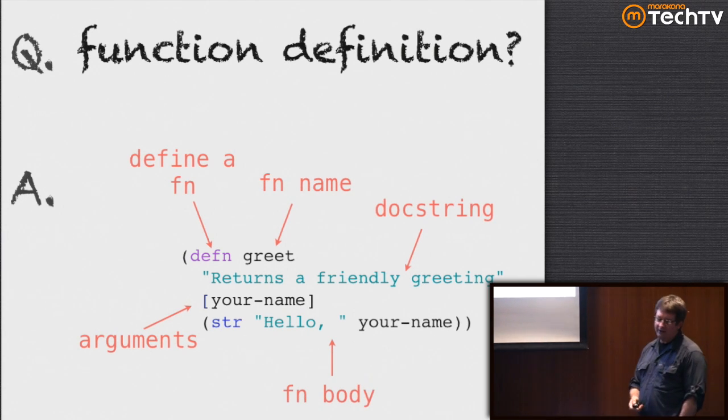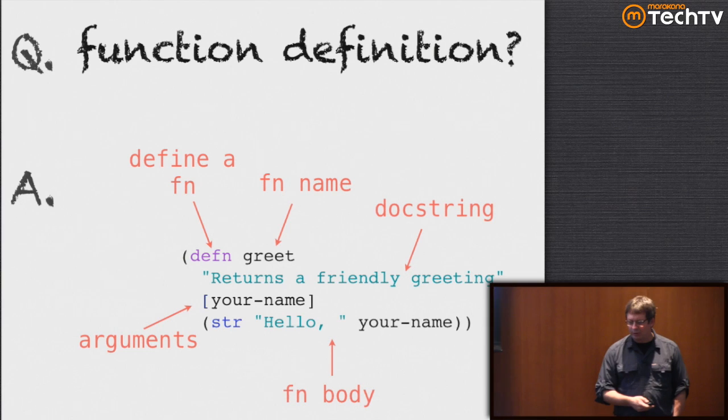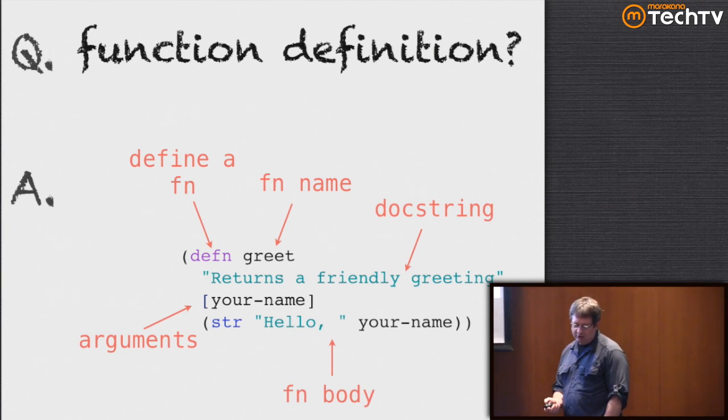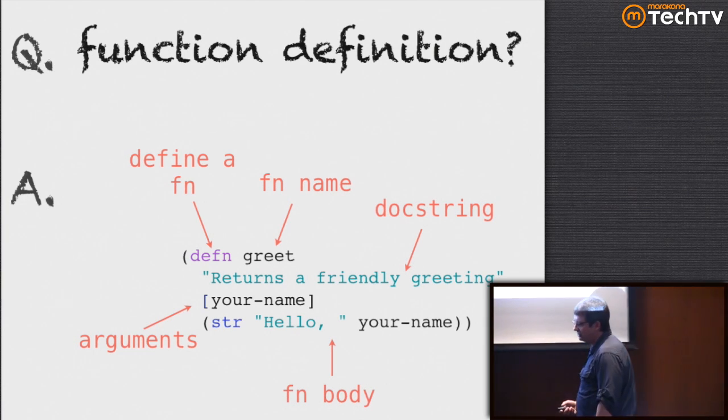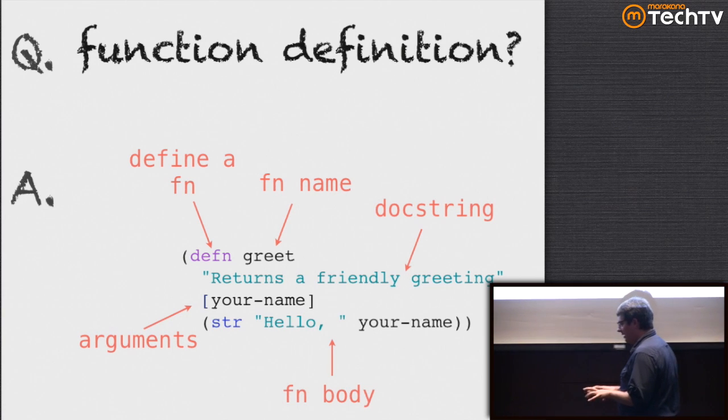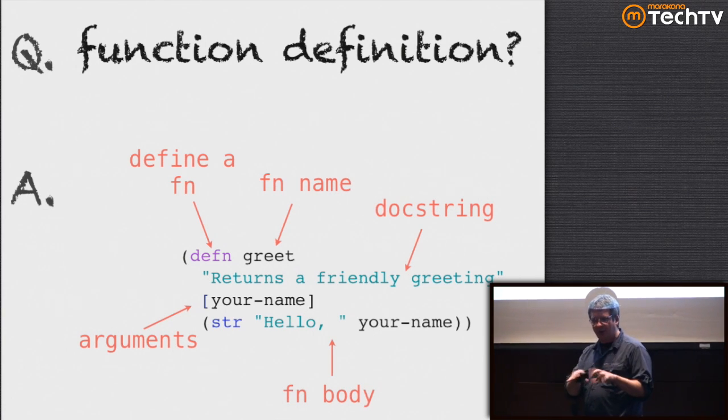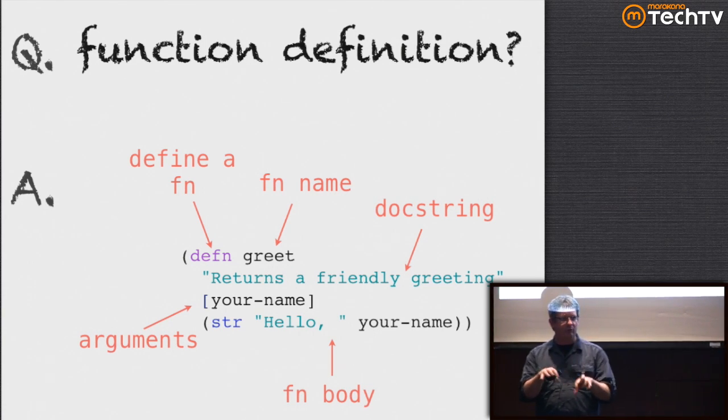Here's how you can define a function. Def in a greet. You can put a doc string there if you want, which is a string that comes back. Clojure has a tool called the REPL, the read eval print loop, where you can start it up and play around with Clojure code.